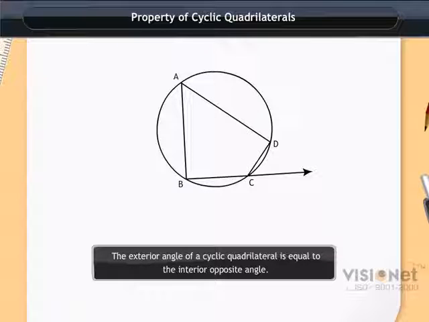Now extend line BC to point E and consider angle A as 50 degrees. So angle DCE is the exterior angle of the cyclic quadrilateral and angle BAD is the interior opposite angle. So according to the second property of a cyclic quadrilateral, angle DCE is equal to angle BAD, or in other words, angle DCE is equal to 50 degrees.